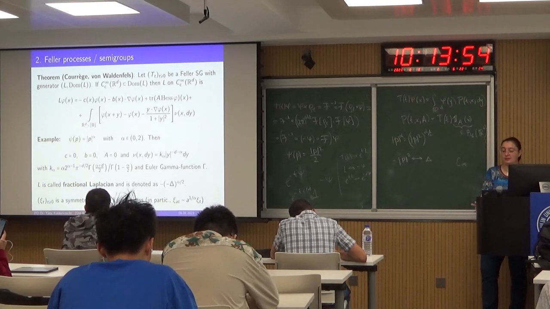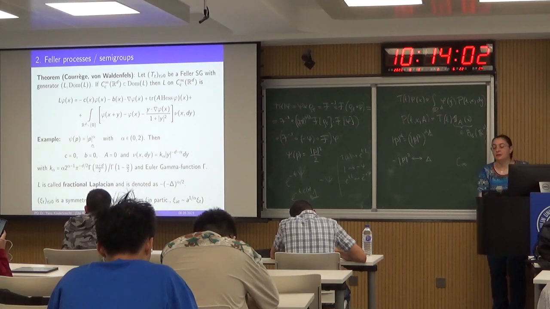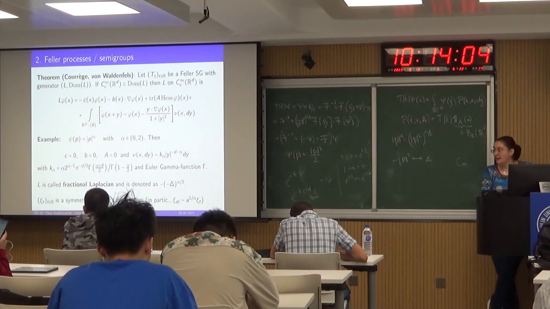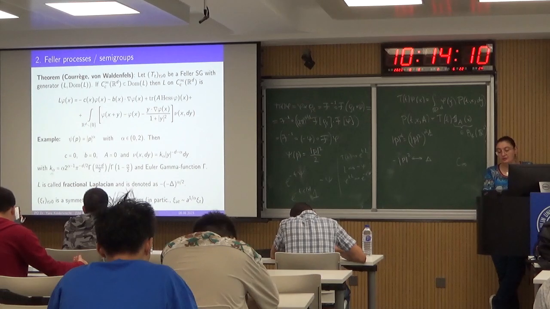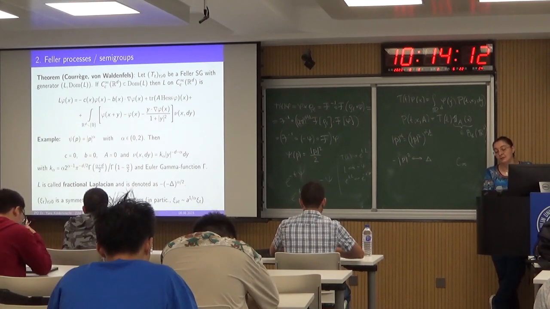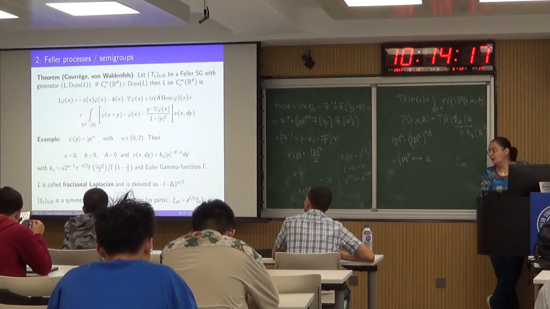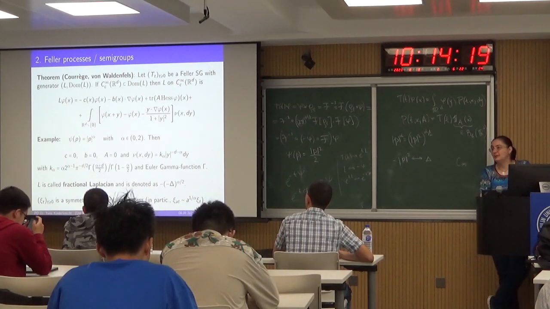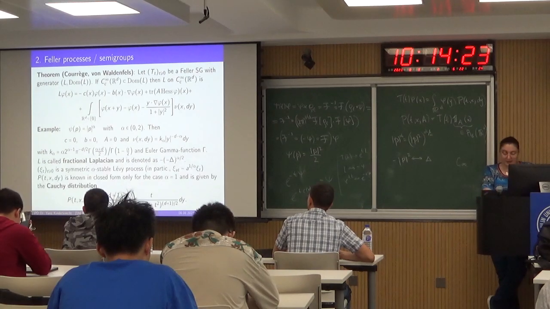So the statement is that it is a generator. This is a symbol of an operator which generates a Feller semigroup. There is a corresponding Feller process, known as the symmetric alpha-stable Lévy process. If you don't know what it is, it does not matter. We are not going to discuss all these properties. This is just the name of the process.